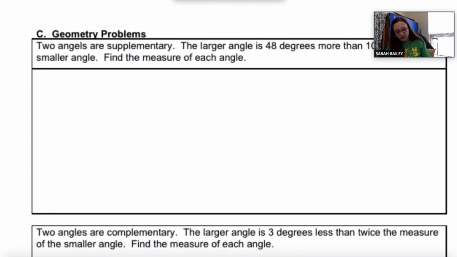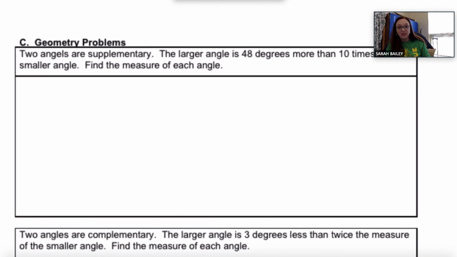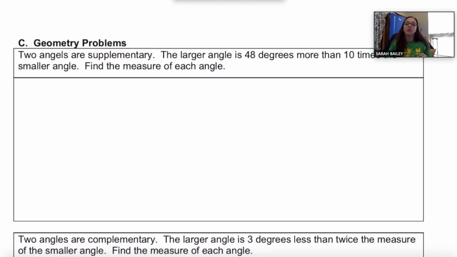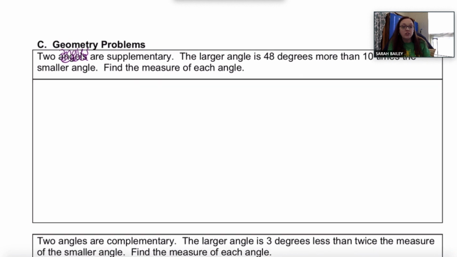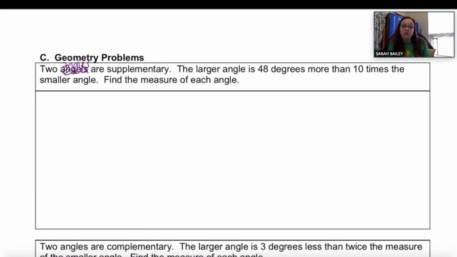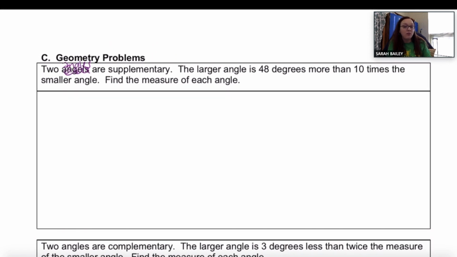These are all different types of geometry problems. So you do need to remember things about complementary and supplementary angles in order to do these effectively. And I see a typo. It says two angels; it should say angles. Okay, two angles are supplementary. The larger angle is 48 degrees more than 10 times the smaller angle. Find the measure of each angle.